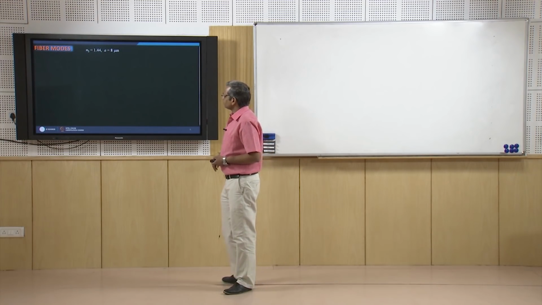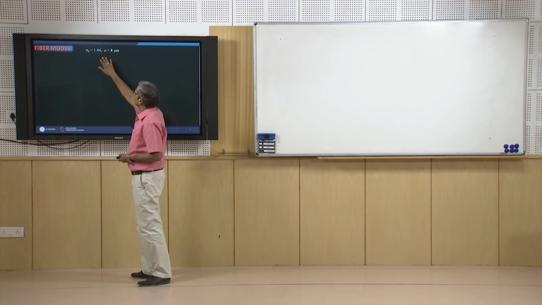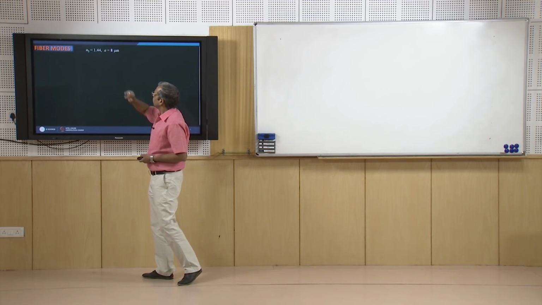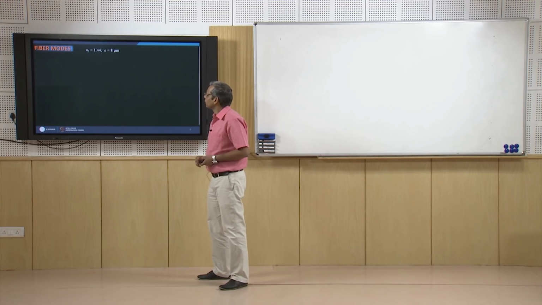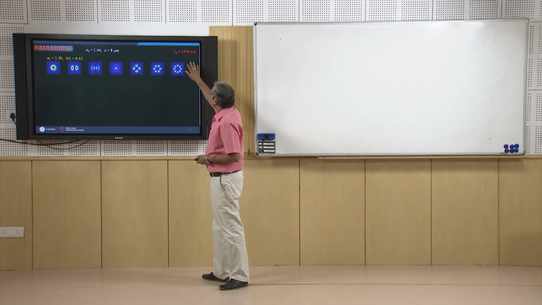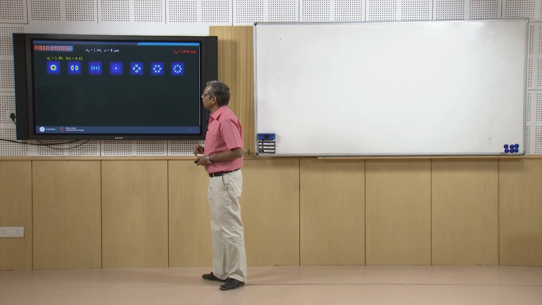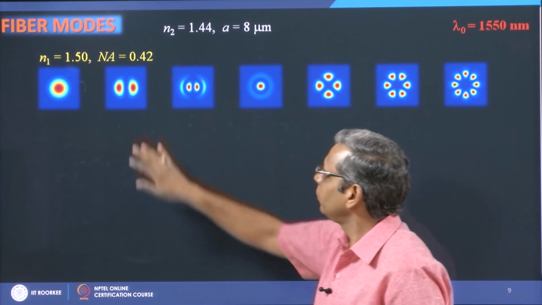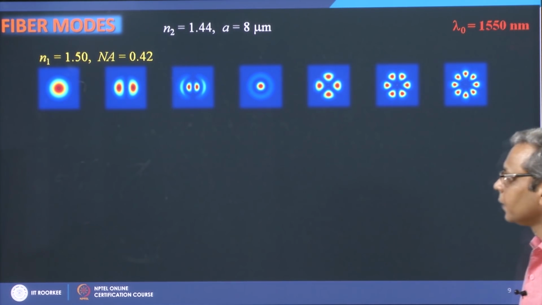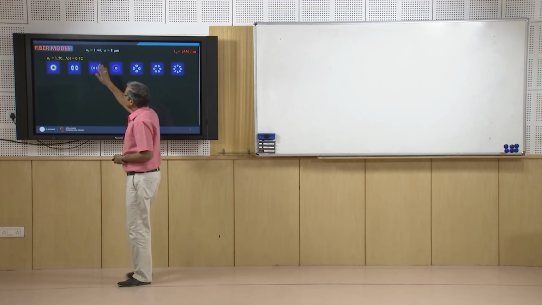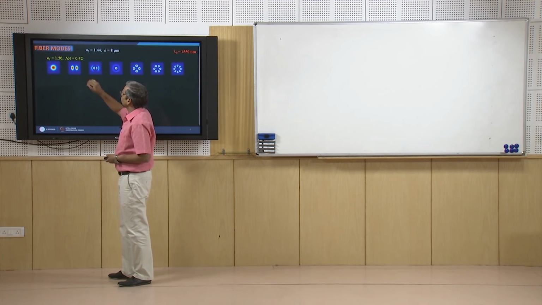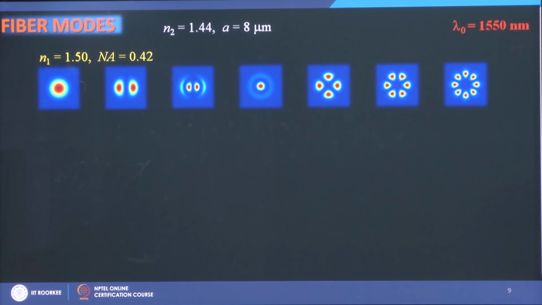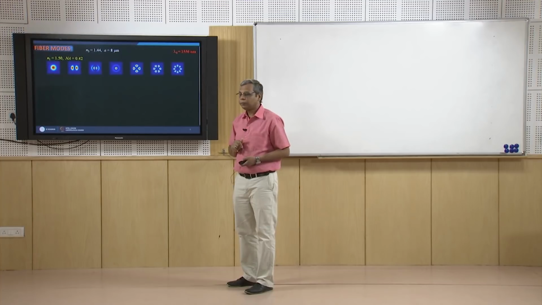Now what I do, I fix the cladding refractive index to 1.44 and the core radius to 8 micrometer. Again I launch light of wavelength 1550, but now I change the refractive index of the core and hence the numerical aperture of the fiber. So for this combination of N1 and N2, the numerical aperture of the fiber is 0.42 and I see 7 such patterns propagating in this fiber.